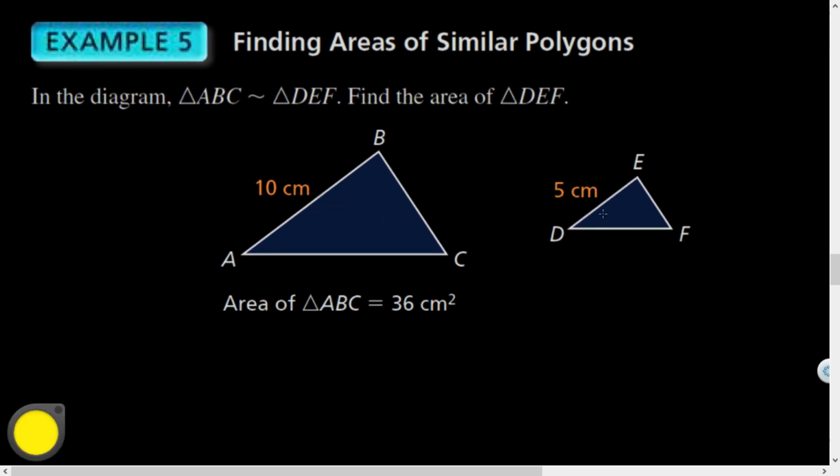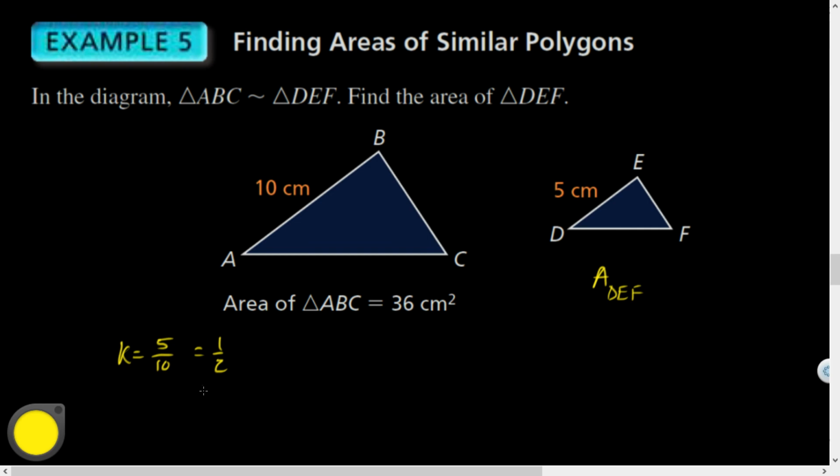In the diagram, these 2 triangles are similar. Find the area of triangle DEF. So the scale factor is 5/10, or 1/2. If I want to find the new area, it's not going to be half of that. It's going to be 1/2 squared of that, 1/4 of it. Yeah, it's true.